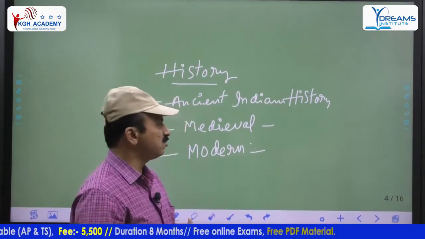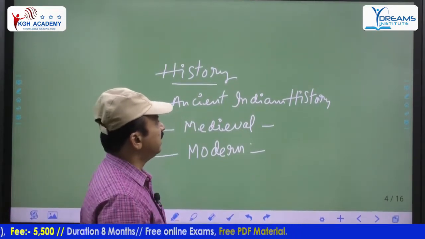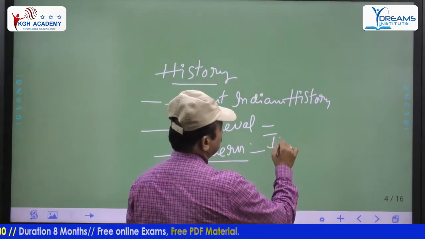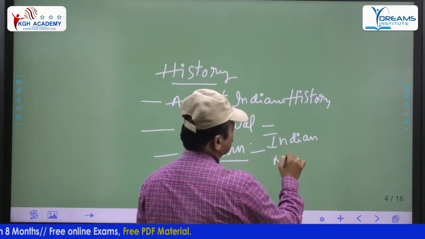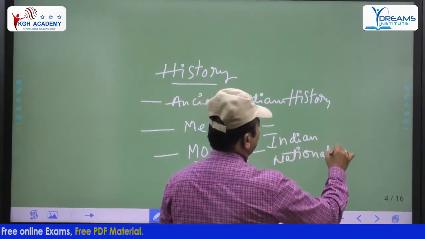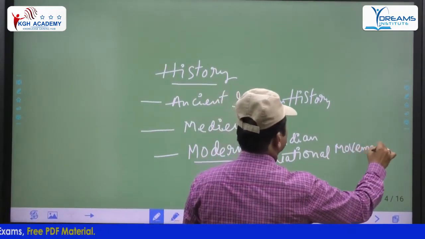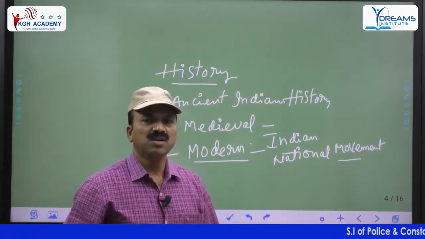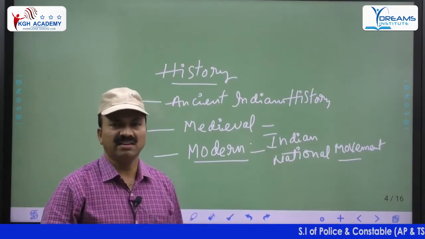In the Indian national movement, there are 3 areas. In modern India only, we are going to see the Indian national movement. It is one of the important areas. If we see this national movement, there are 3 phases. One is the moderate era, one is the extremist era, and the Gandhian era.